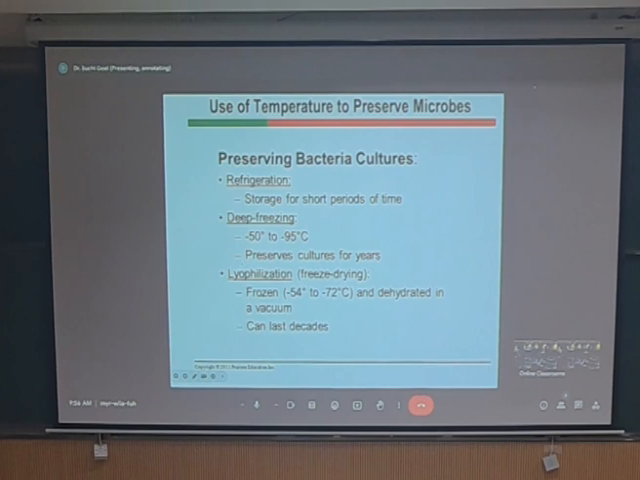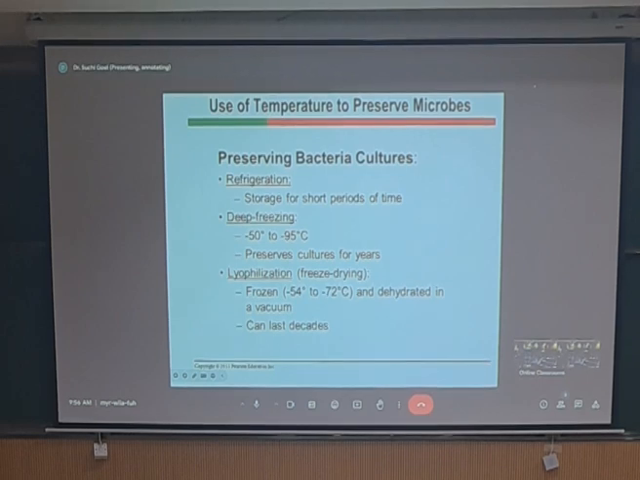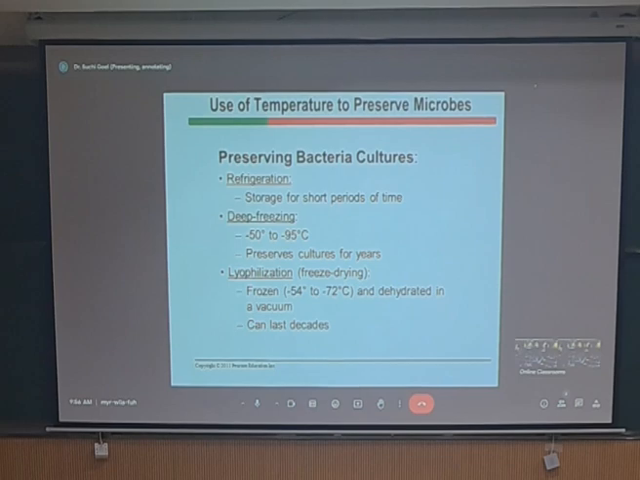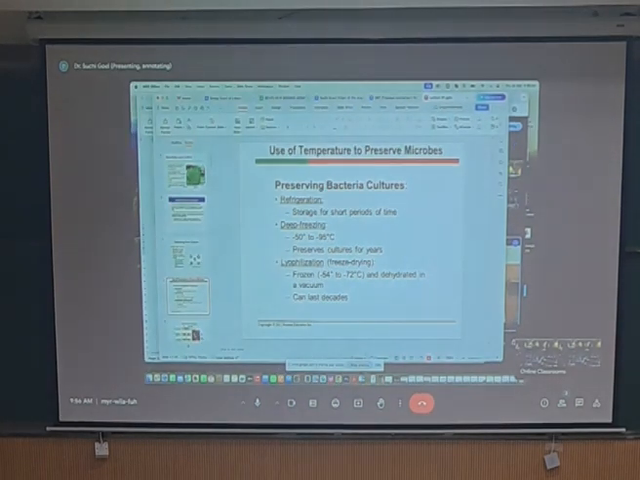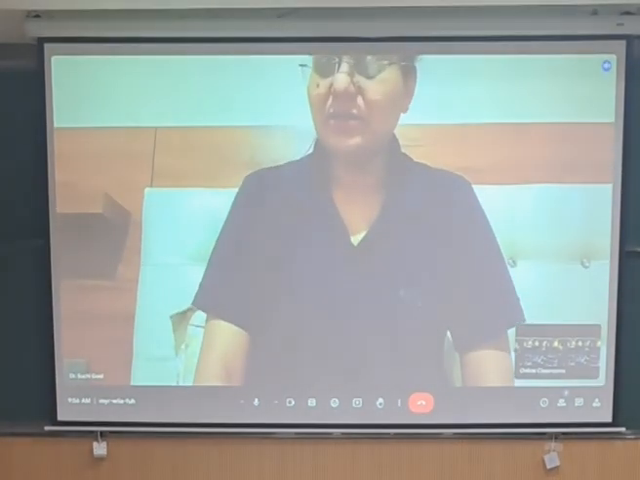Now there is another method which can actually last for decades, where you freeze your culture, you dehydrate your culture in vacuum, and now you get a powder of bacteria, and that can last for decades. You must have heard of the method of lyophilization.